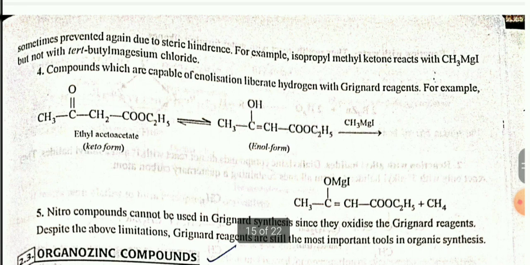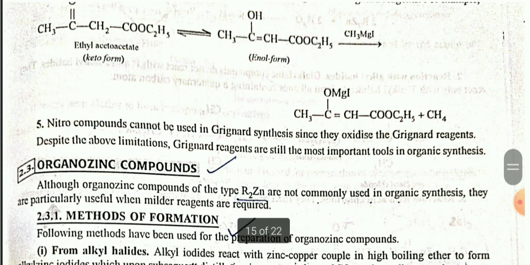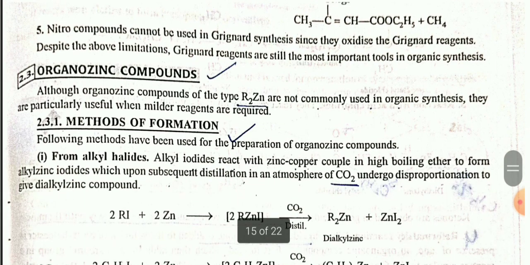Fourth, compounds which are capable of enolization liberate hydrogen with Grignard reagent. Fifth, nitro compounds cannot be used in Grignard synthesis since they oxidize the Grignard reagent. Despite the above limitations, Grignard reagents are still the most important tools in organic synthesis.